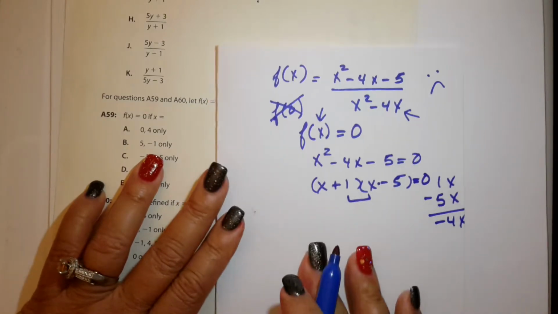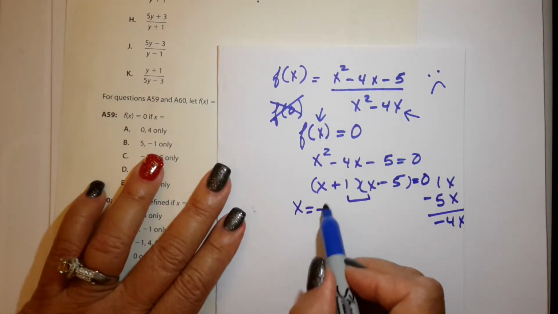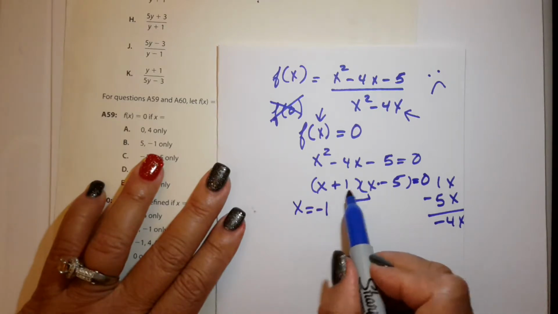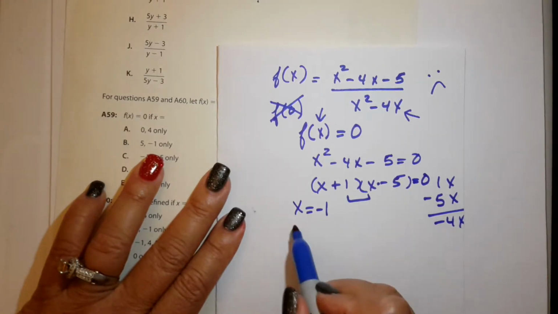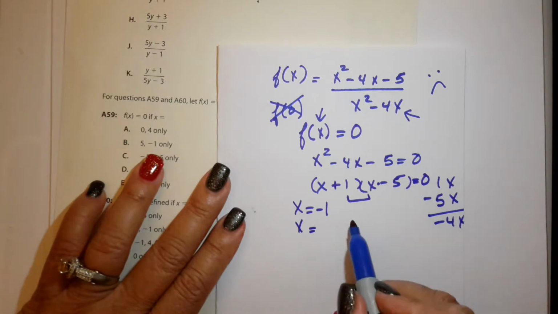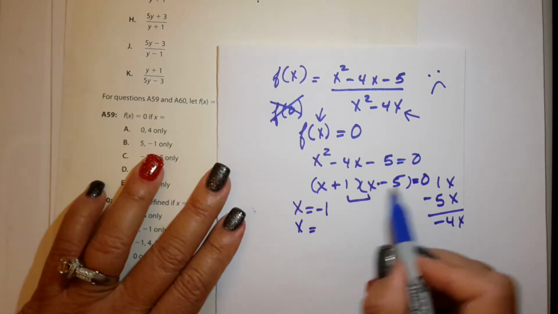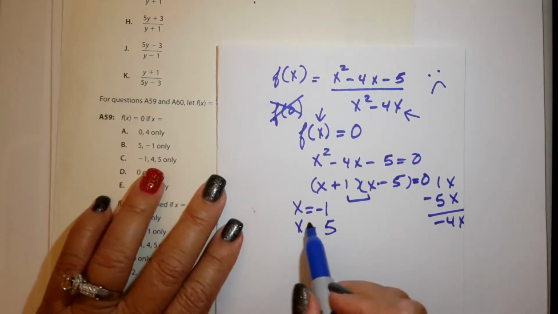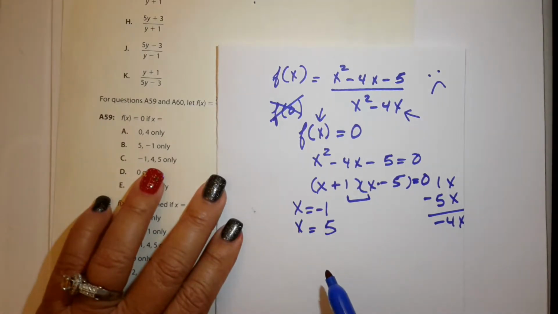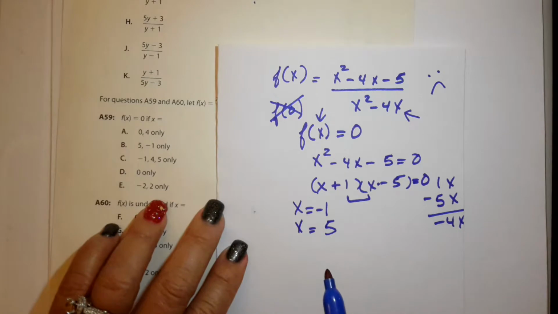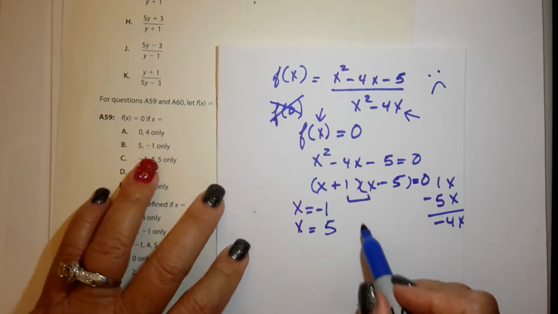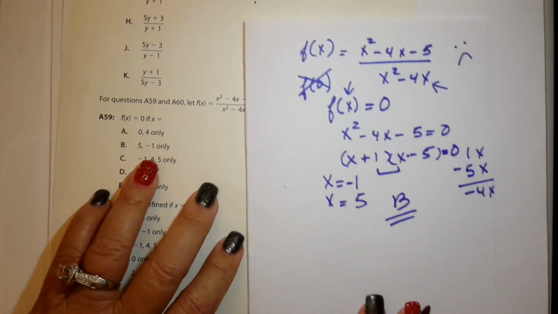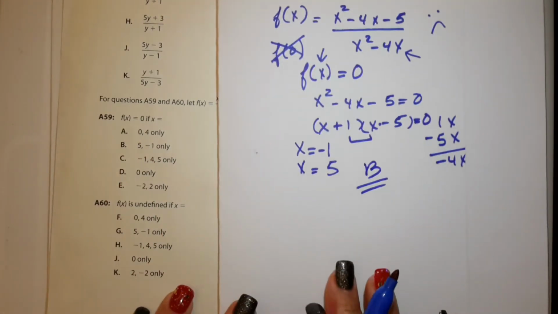For this to be equal to 0, x could be negative 1, because if x is negative 1, negative 1 plus 1 is 0 and the whole thing will be 0. Or x equals 5: if x equals 5, 5 minus 5 will be 0. So x can be negative 1 and x can be 5. If I'm not wrong, it has to be letter B, because these are the only cases that will make this equal to 0.